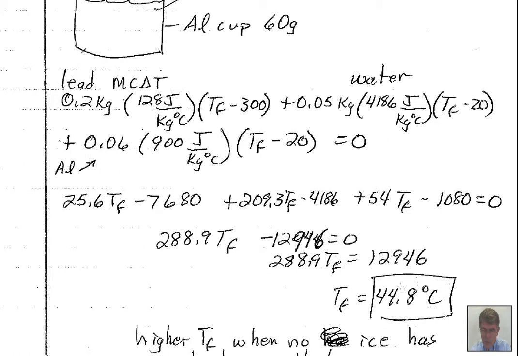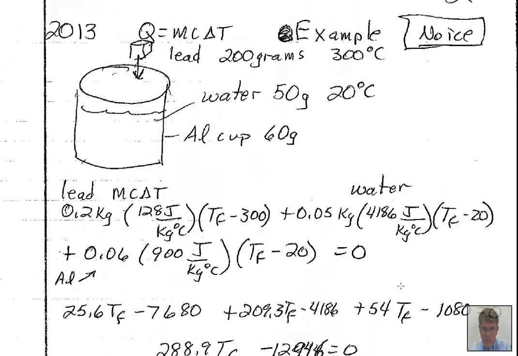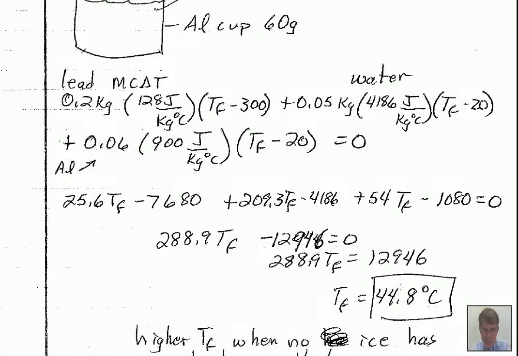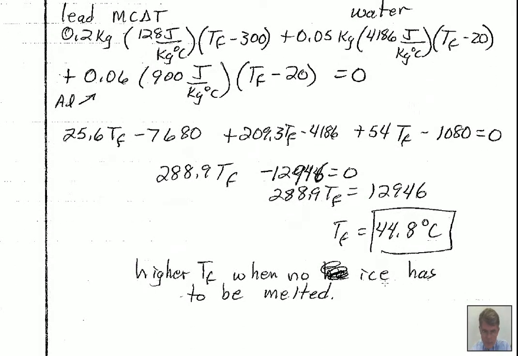It's somewhat reasonable. It's in between the starting temperature of 20 that the water was at before the lead was dropped in, and it's not as high as 300. It's in between. And if this is the first of my calorimetry videos you're watching, there's another video that has a very similar problem, except ice is added to the water, and that was around 29 degrees Celsius if I remember. But this one, 44.8 degrees Celsius.